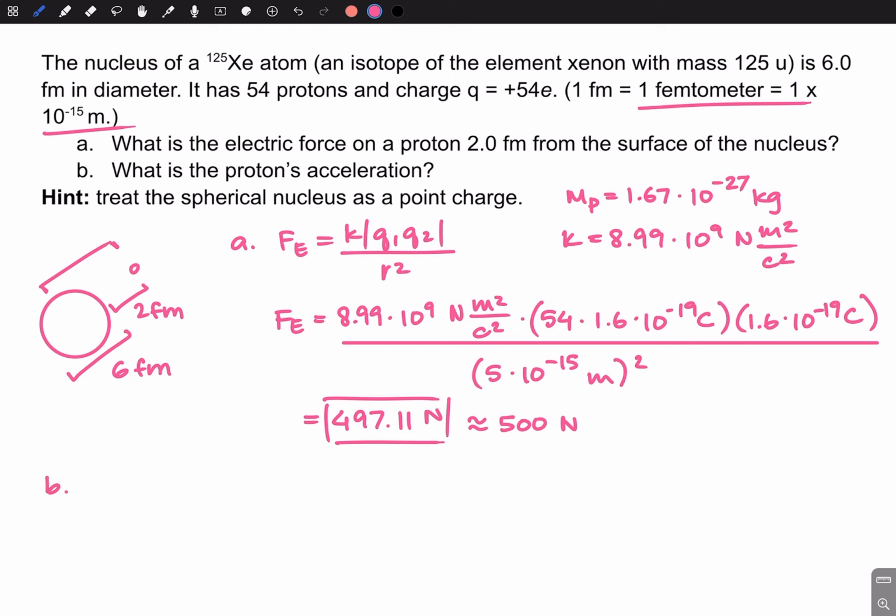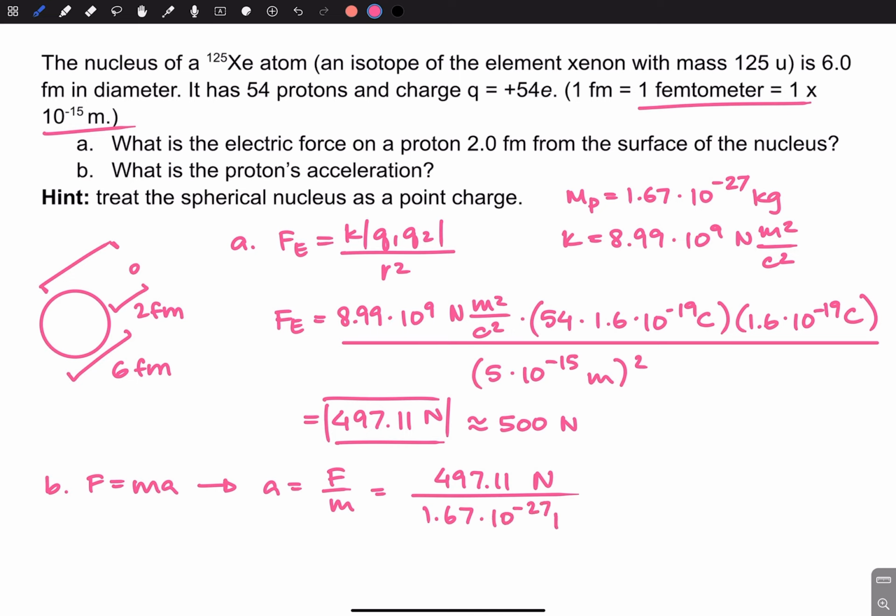Okay, part B. What is the proton's acceleration? This is an F equals ma problem. So a equals F over m. And the force is 497.11 newtons over the mass of a proton, that is 1.67 times 10 to the power negative 27 kilograms.